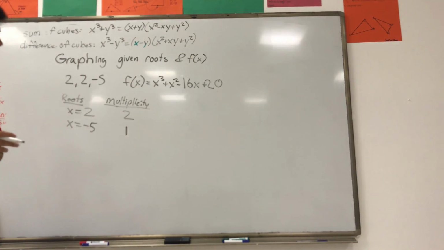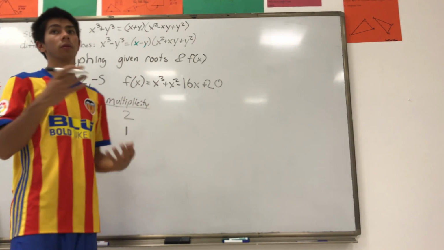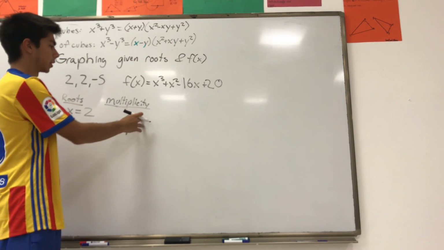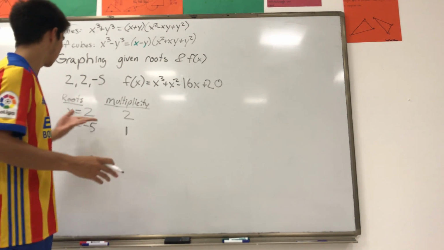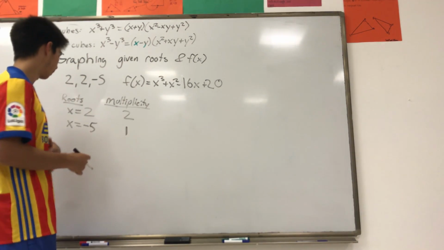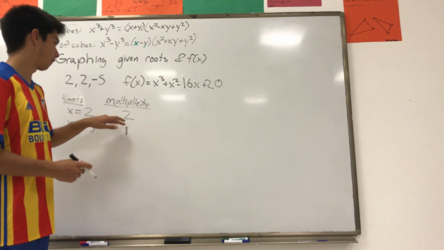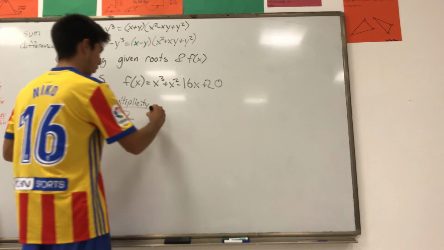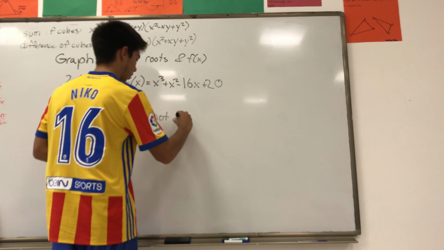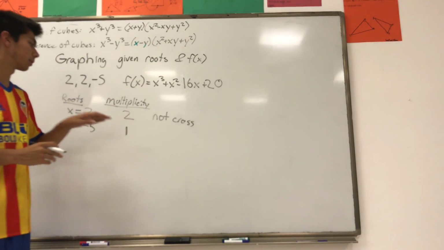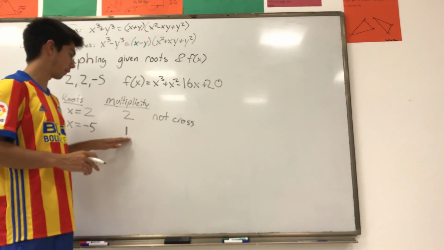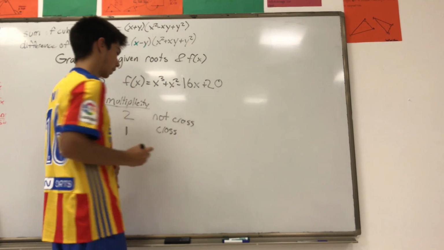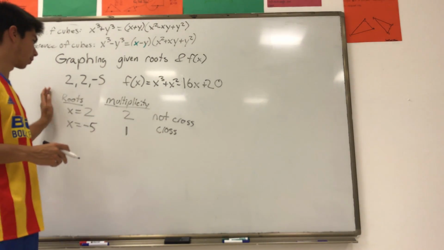Okay? If you go back and watch a video, or if you just Google it, we know that we can use multiplicity to determine whether or not the graph crosses at our root. The general rule is that if our multiplicity is even, not the number, but the multiplicity is even, our graph is not going to cross. And if our multiplicity is odd, then it'll cross.